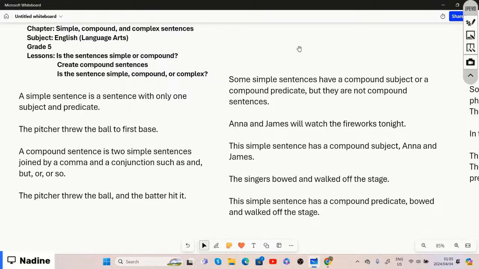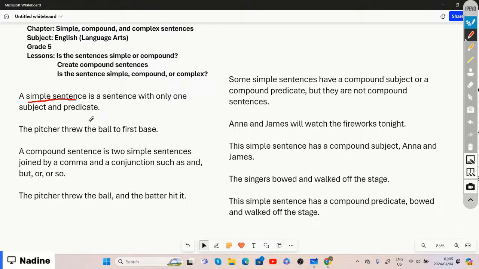All right. So these are the different sentences that we also have. A simple sentence is a sentence with only one subject and a predicate.